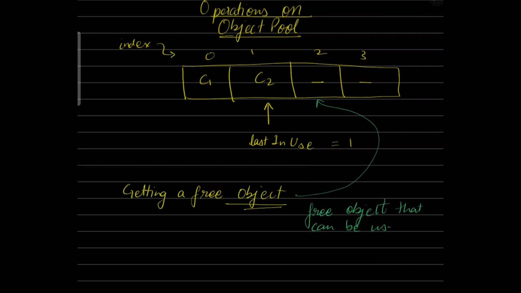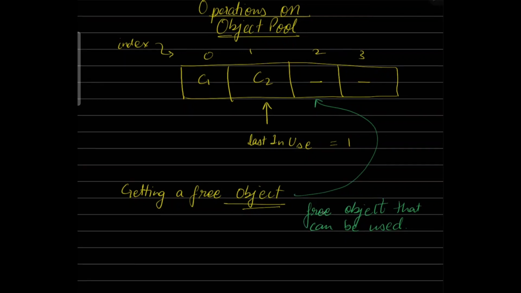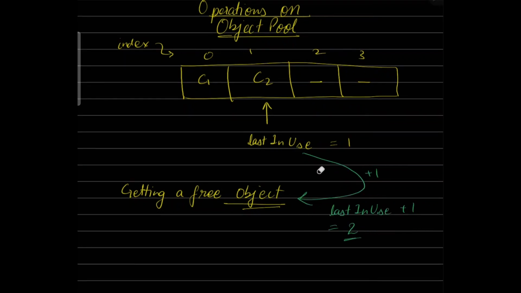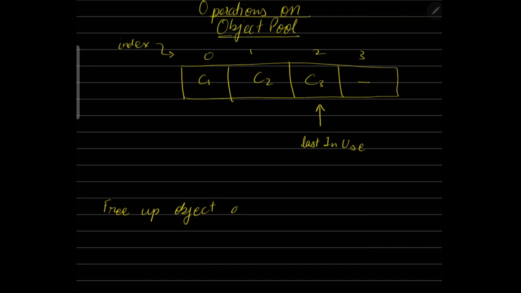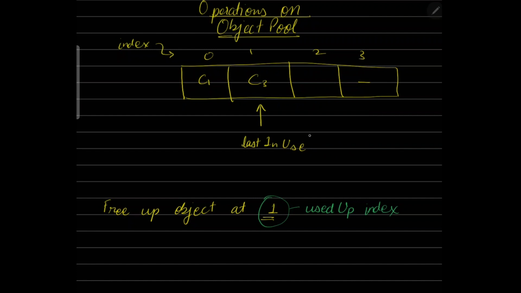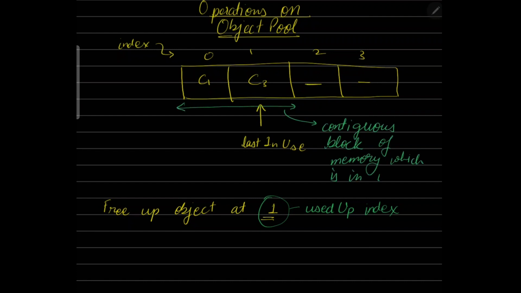To get a new object when our application needs it, the object pool will return the index of the last in-use object plus 1 and then increment the last in-use object index. To free up an object after the application has used it, the application will return the used up index to the object pool. And to free it, object pool will take the object at the last in-use index, move it to the used up index, and then decrement the value of last in-use index by 1. This way we maintain a continuous block of in-use objects.